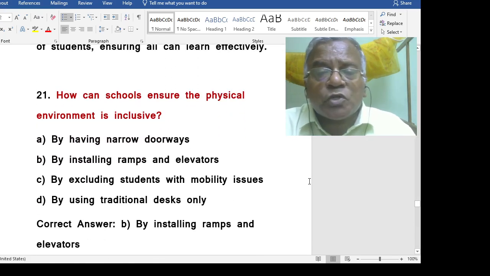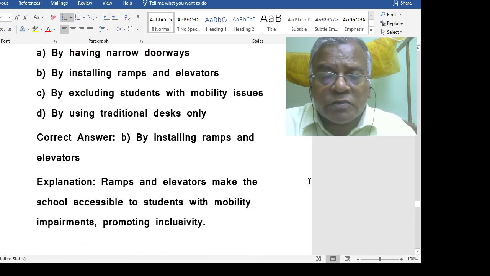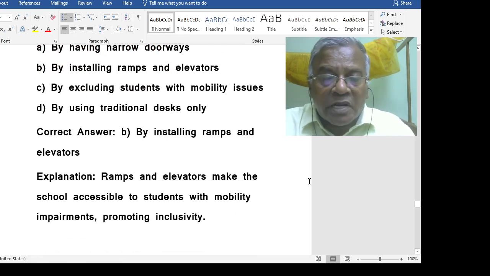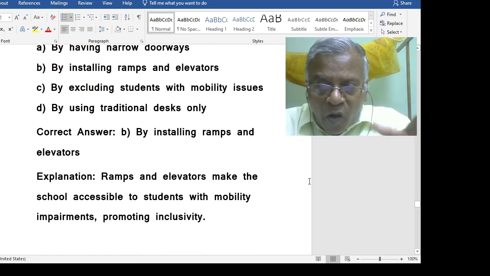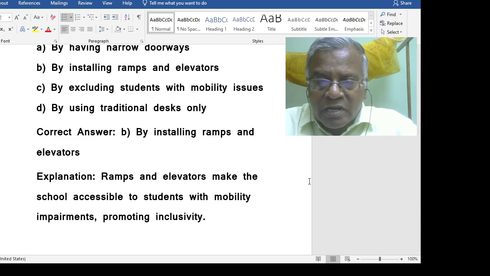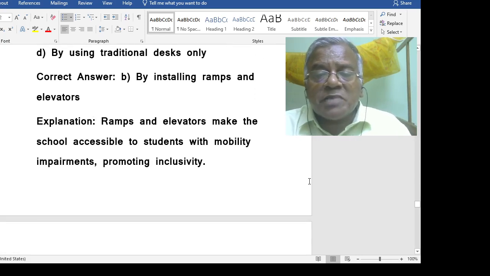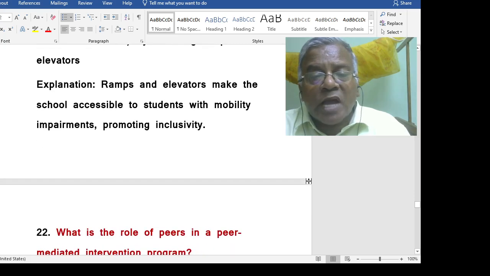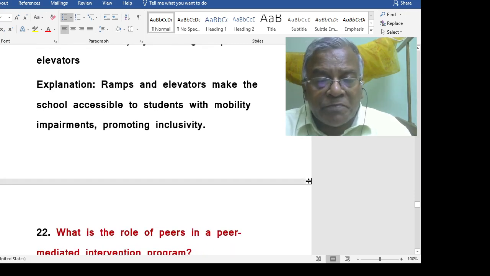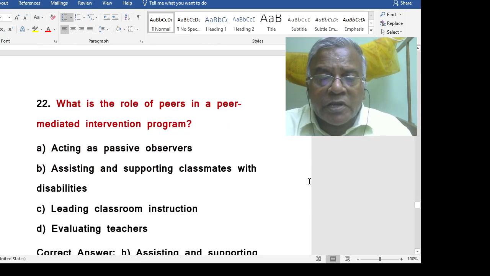How can schools ensure the physical environment is inclusive? By installing ramps and elevators. I mean, for them to walk not so easily. Steps may be difficult for them to climb. That is why, by installing ramps and elevators. Ramps and elevators make the school accessible to students with mobility impairments, promoting inclusivity.